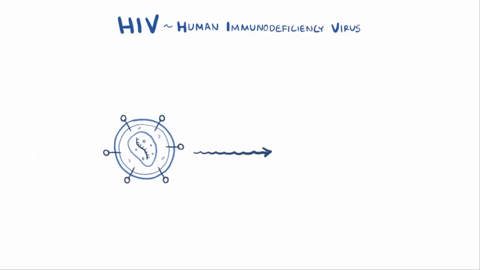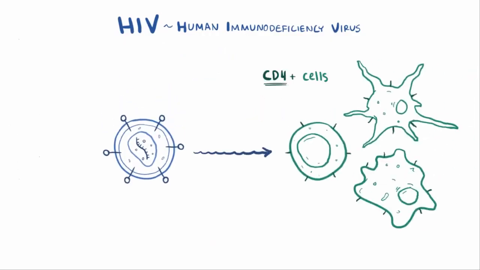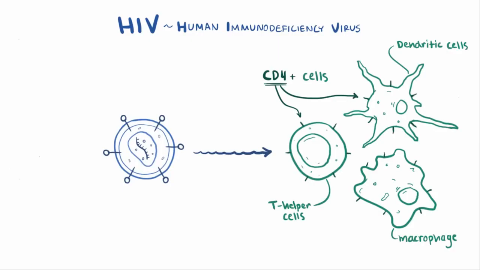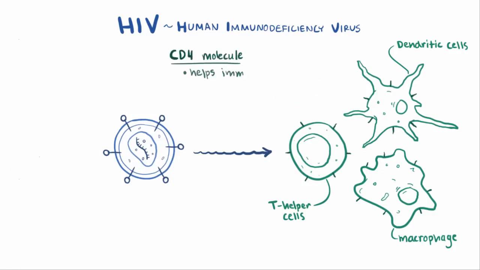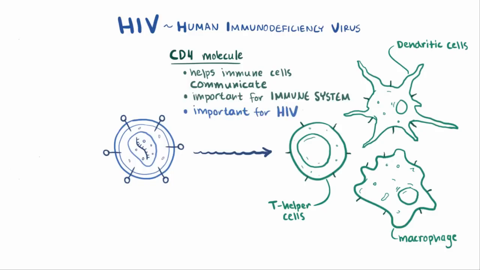Alright, HIV targets CD4 plus cells, meaning cells that have this specific molecule called CD4 on their membrane. Macrophages, T helper cells, and dendritic cells are all involved in the immune response and all have CD4 molecules. Therefore, they can be targeted by HIV. The CD4 molecule helps these cells attach to and communicate with other immune cells, which is particularly important when the cells are launching attacks against foreign pathogens. So this little molecule is pretty important for our immune system, but it's also extremely important for HIV.